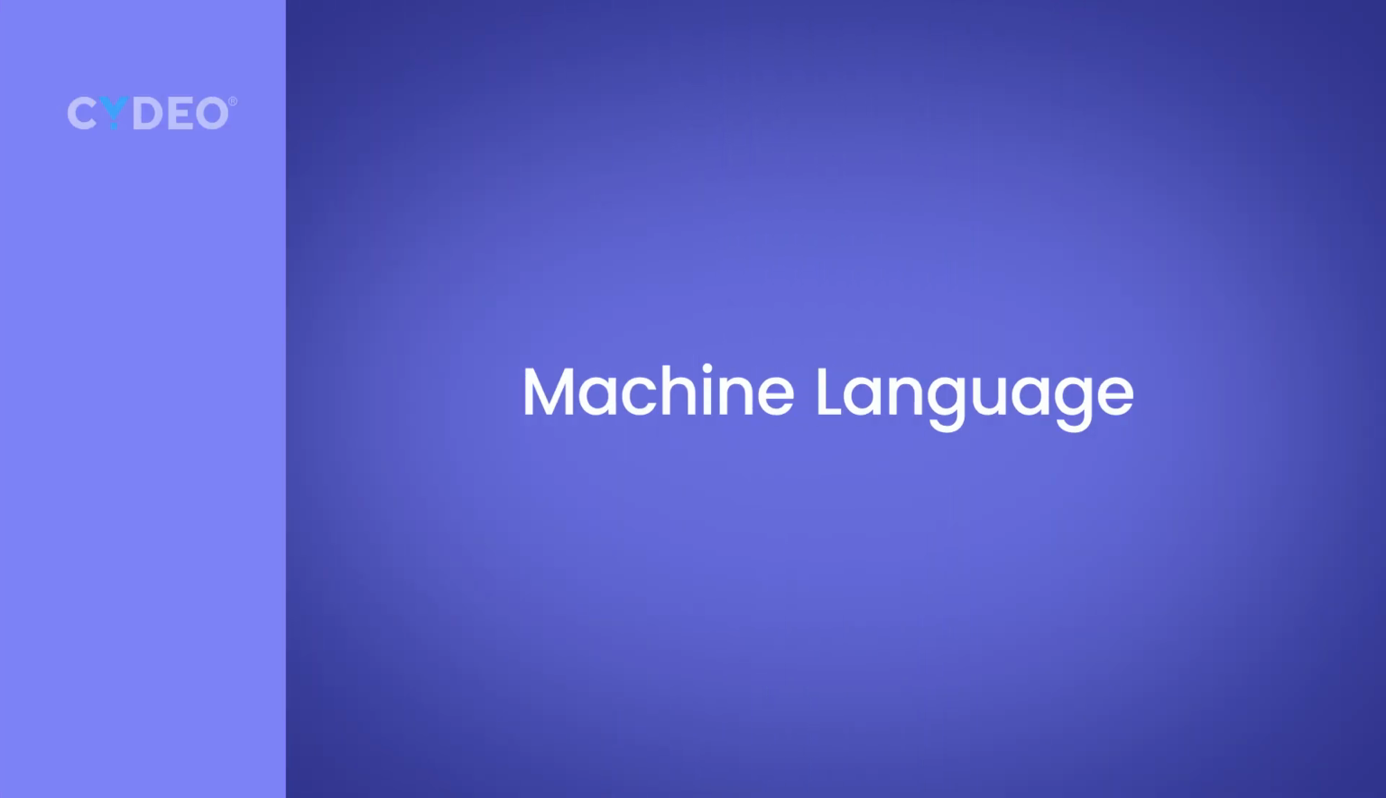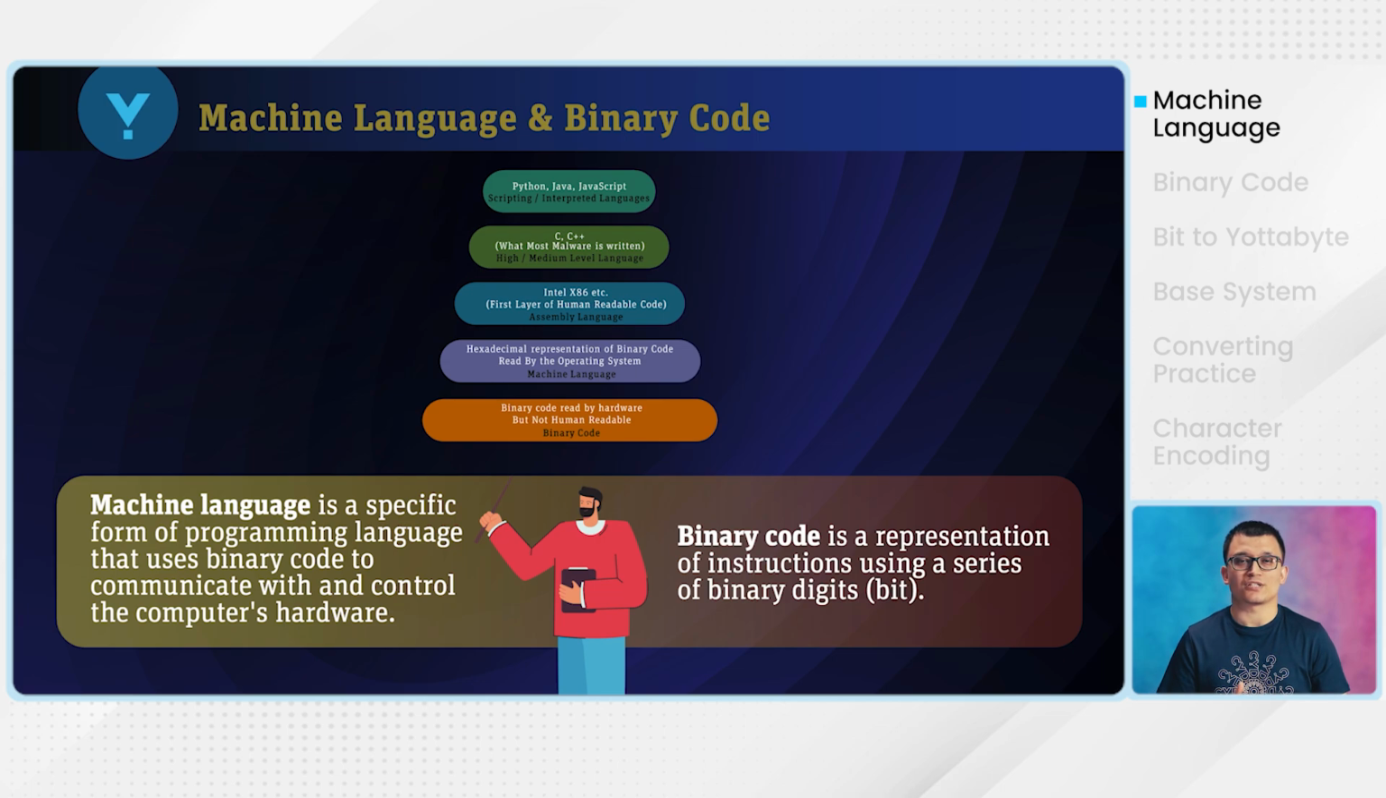First of all, machine language. Machine language is a specific form of programming language. In our previous video, we stated that machine language is one of the programming languages, from the lowest level to the highest level of programming language. Java, Python, JavaScript, those programming languages are considered the highest level. The higher the programming language level is, the closer it is to human language. And machine language is the lowest level of programming language.